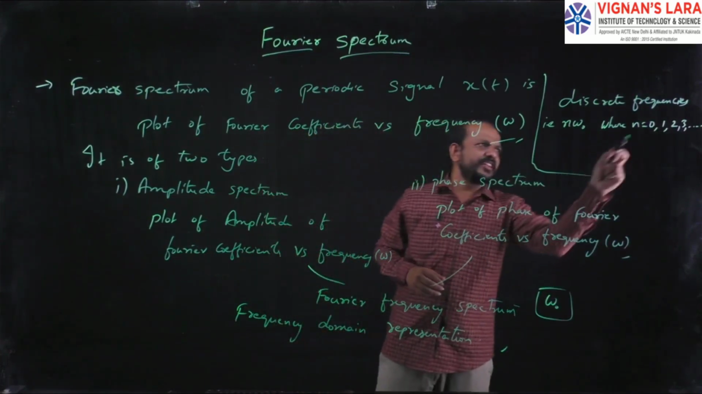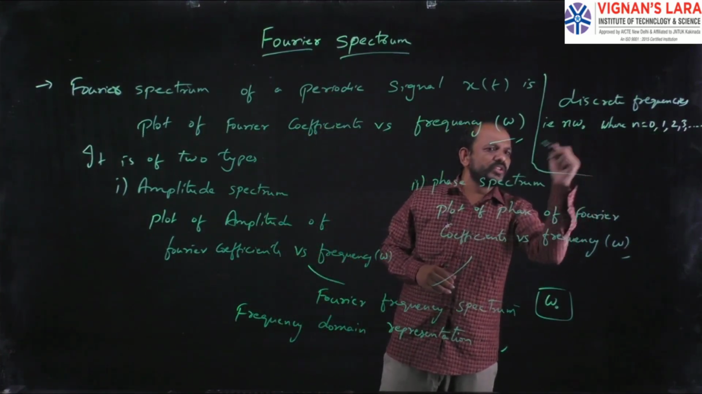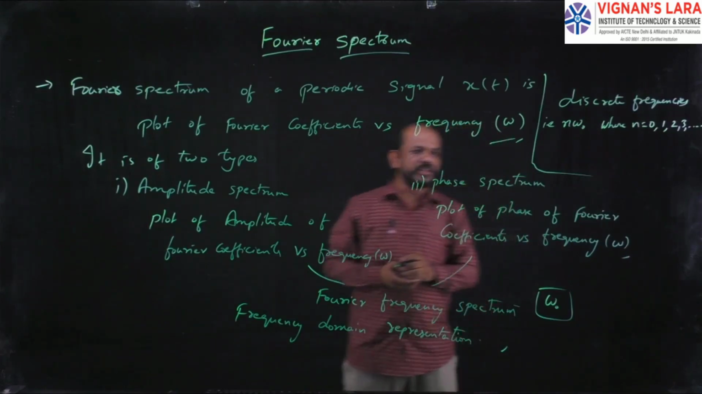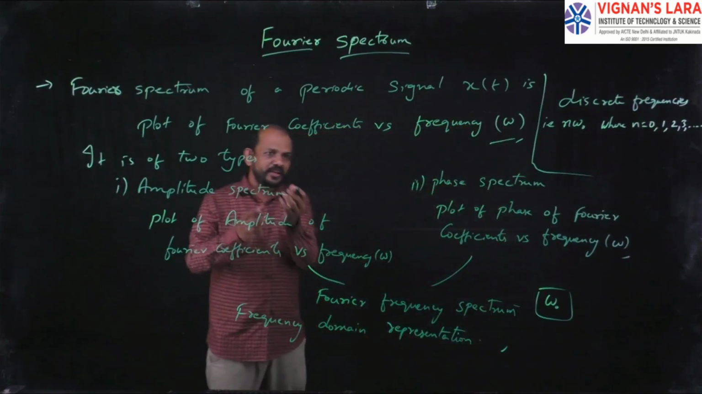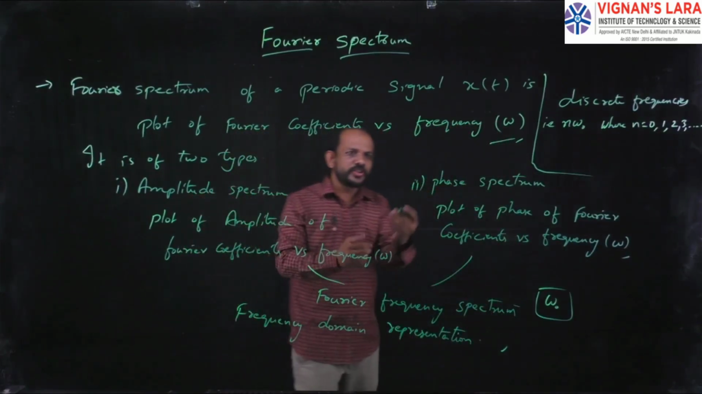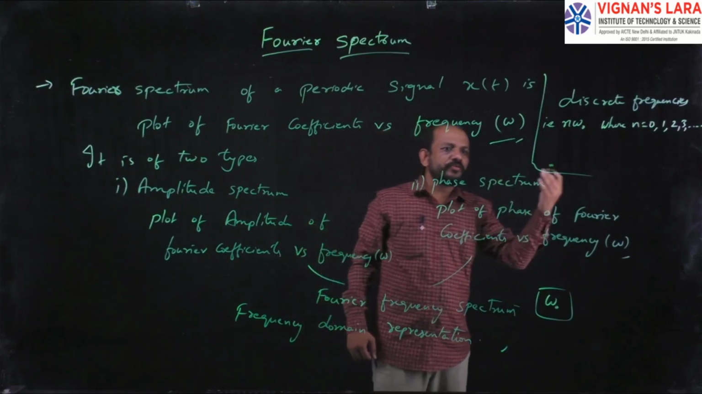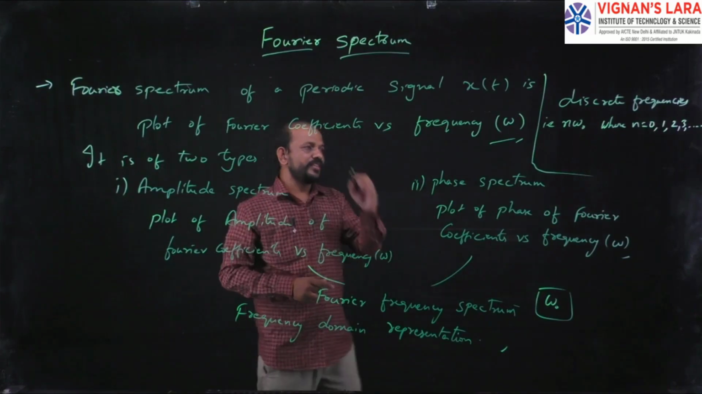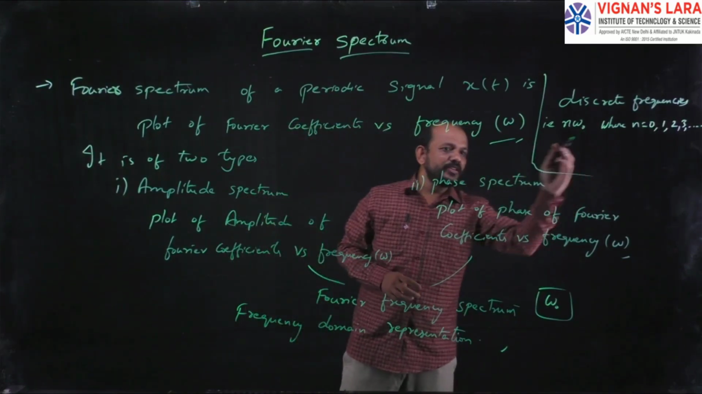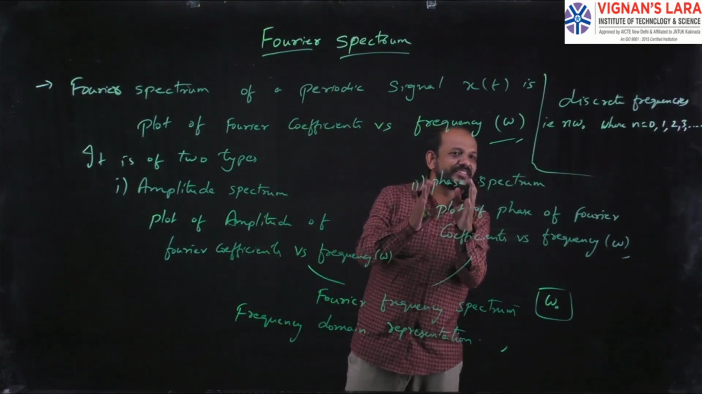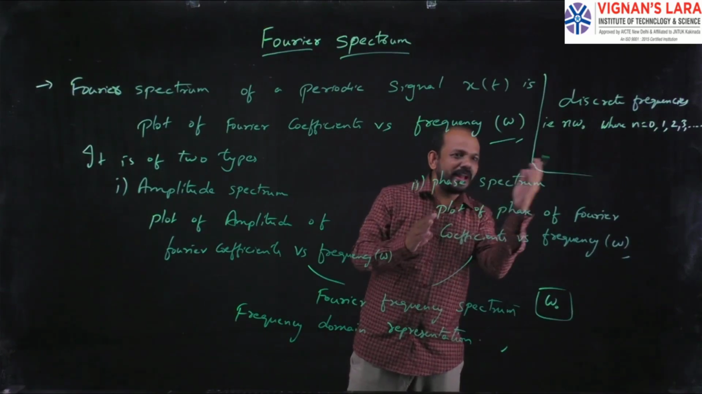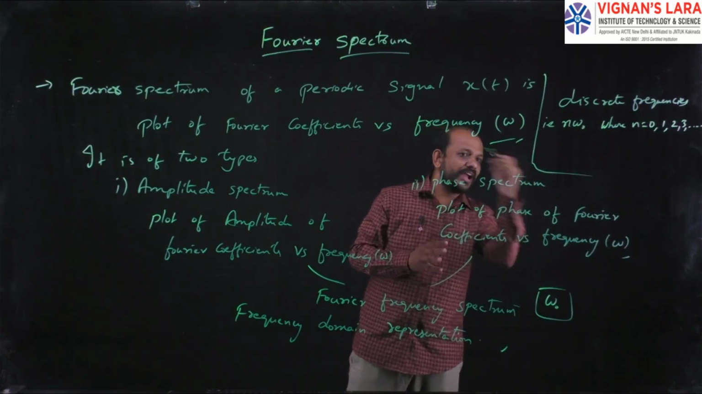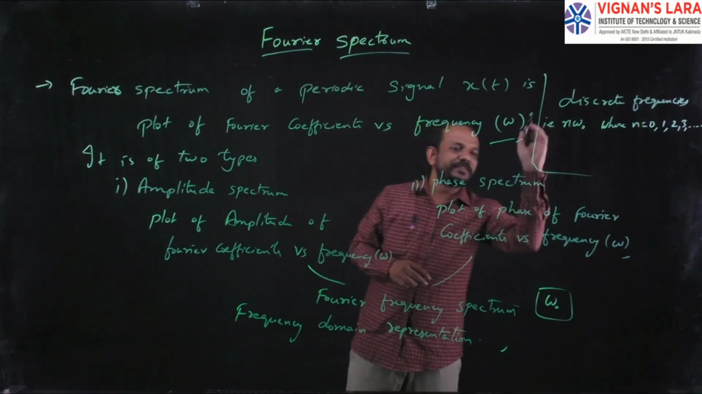Next, n equal to 1, that is omega naught. n equal to 2, that is 2 omega naught. n equal to 3, that is 3 omega naught. That is, we have the frequencies at 0, omega naught, 2 omega naught, 3 omega naught, 4 omega naught, and so on. For that reason, we have the values only at discrete frequencies. We don't have continuous values at all frequencies.